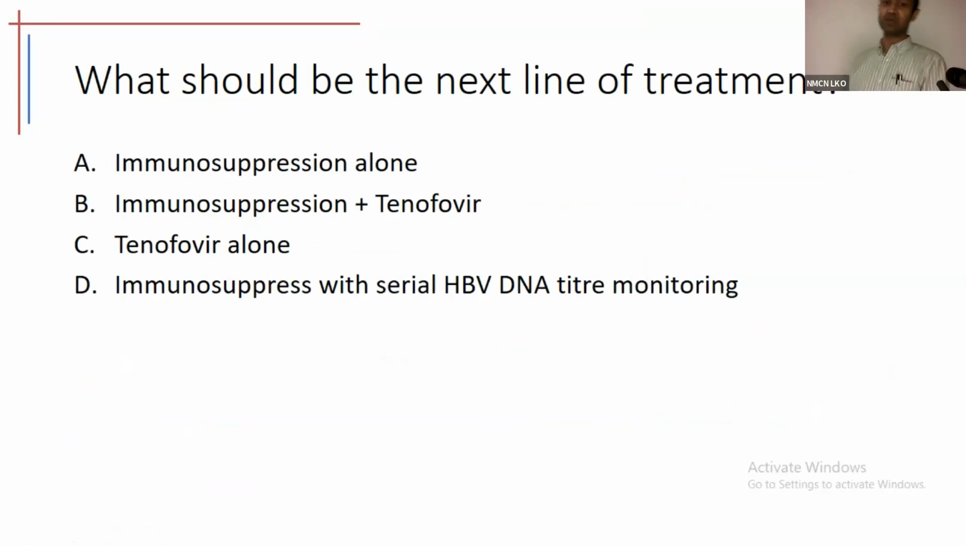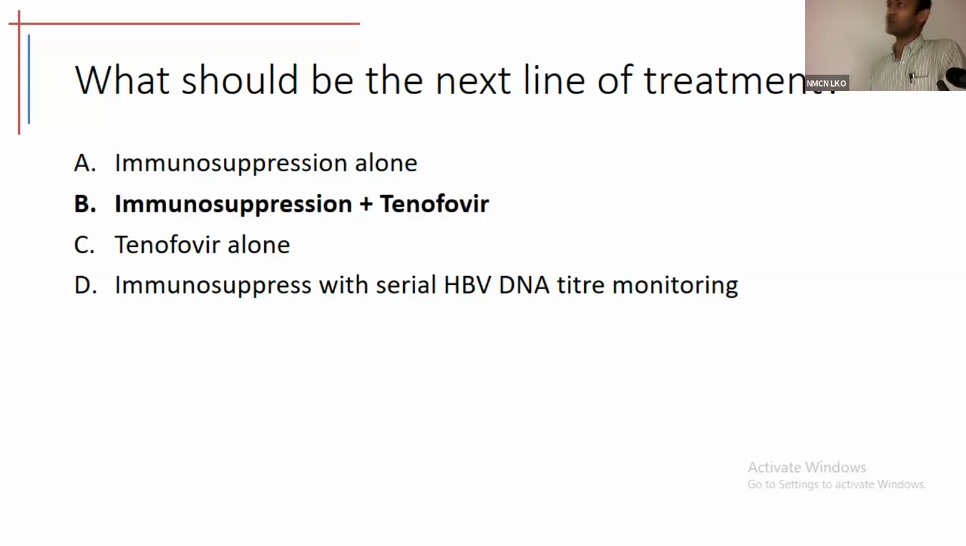Would you give this patient immunosuppression alone for the classical PAN that he has? Would you give immunosuppression with tenofovir? Would you give him tenofovir alone and hope that the PAN goes away with the treatment of hepatitis B? Or would you give the patient immunosuppression with serial HBV titer monitoring? So you have to volunteer. Anyone can volunteer? Okay, so for A, how many for A? No one for A. So for B, immunosuppression with tenofovir. Okay, if you have 1 person. Okay, 2 persons. Yeah, at least the immunology resident, I think. So tenofovir alone. Or someone would like to monitor, just immunosuppression with monitoring.